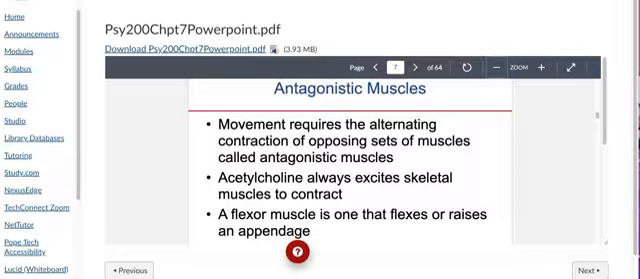The system ensures balance. If both muscles contracted fully at the same time, you'd lock up like a statue. If neither contracted, you'd collapse. Smooth movement comes from the precise coordination between agonist and antagonist.